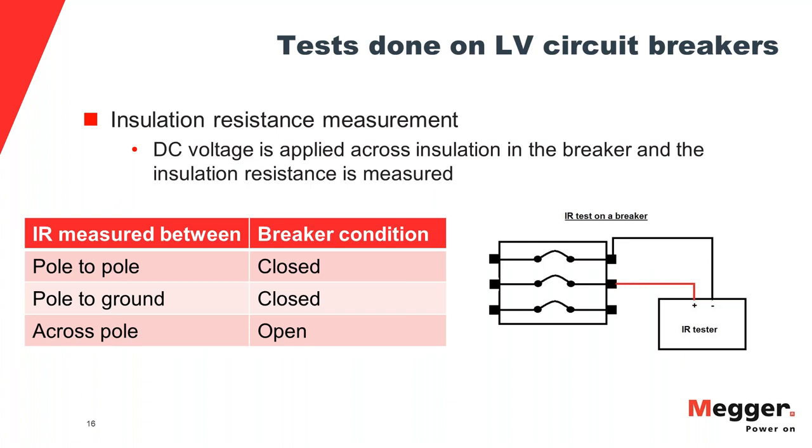Now let's talk about some of the tests done on low voltage circuit breakers. Insulation resistance: the insulation between the conducting parts, and between the conducting path and ground, needs to be checked, and that is done by using an insulation resistance test set. You can apply a DC voltage of typically 500 volts or 1000 volts across the poles with the breaker closed, between the pole and ground with the breaker closed, or you can also check the insulation across contacts with the breaker open.